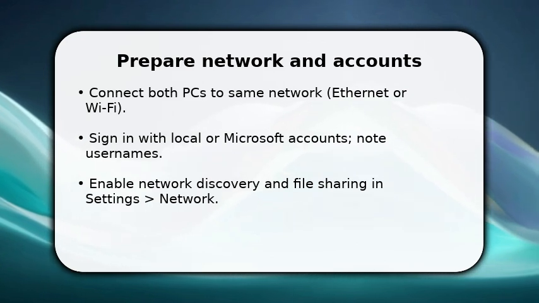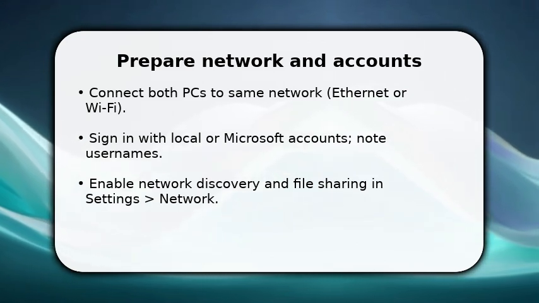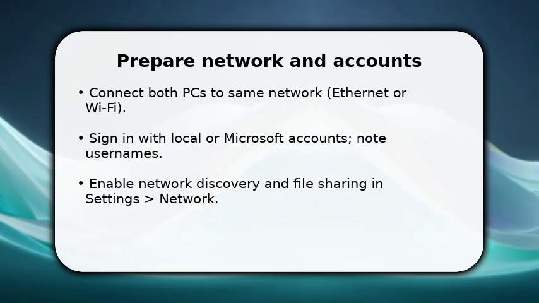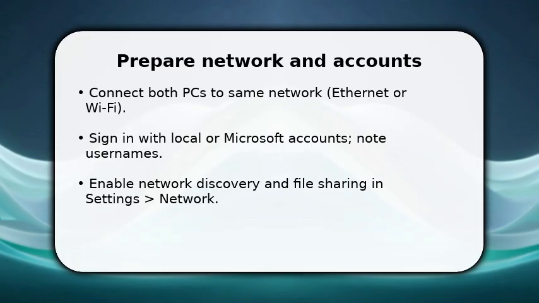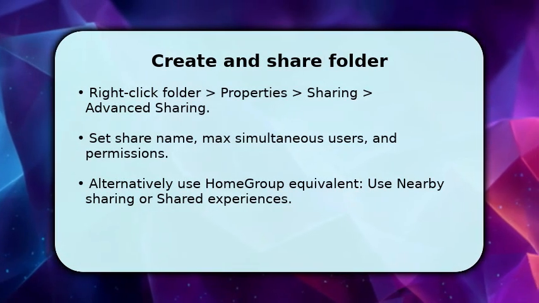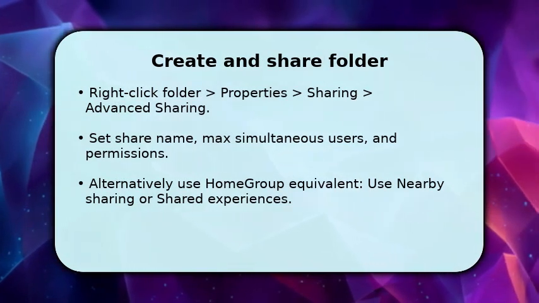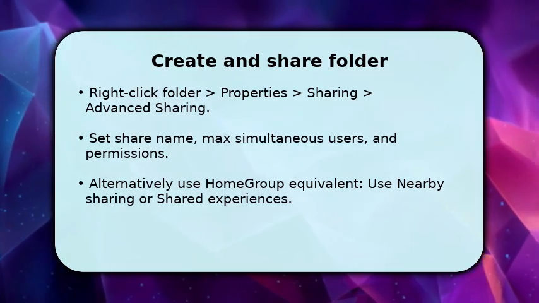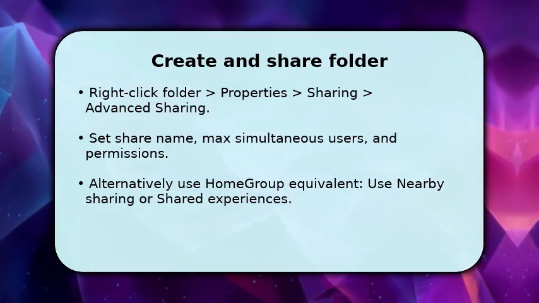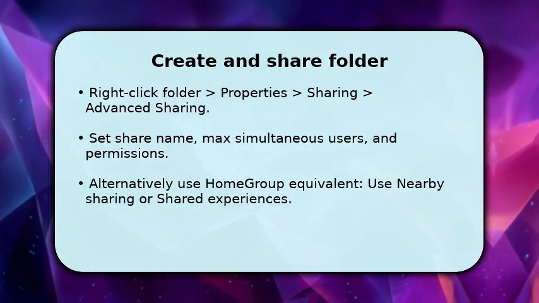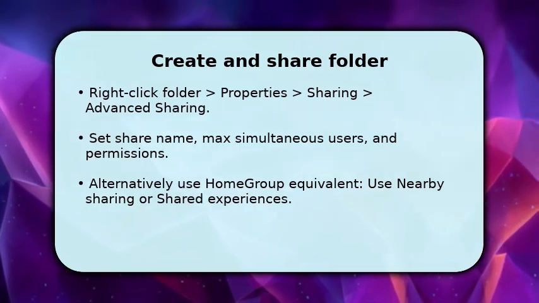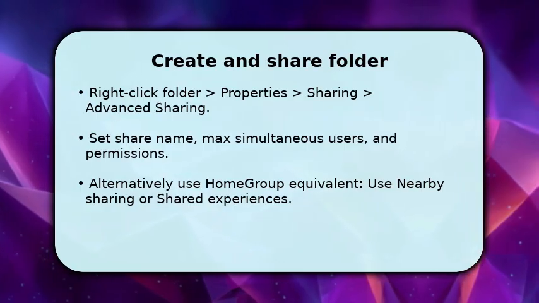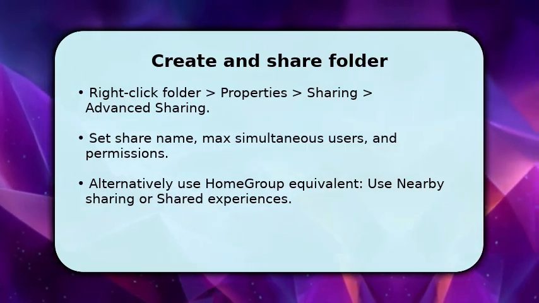You now create the share. Right-click the folder you want to share, choose Properties, then the Sharing tab and Advanced Sharing. Check Share this folder, name it clearly, and set the number of simultaneous users. Then click Permissions to assign read or read/write for specific users or everyone. If you prefer a simpler route, enable Nearby Sharing in System Shared Experiences, which shares files with nearby devices quickly. Make sure both machines allow incoming connection.